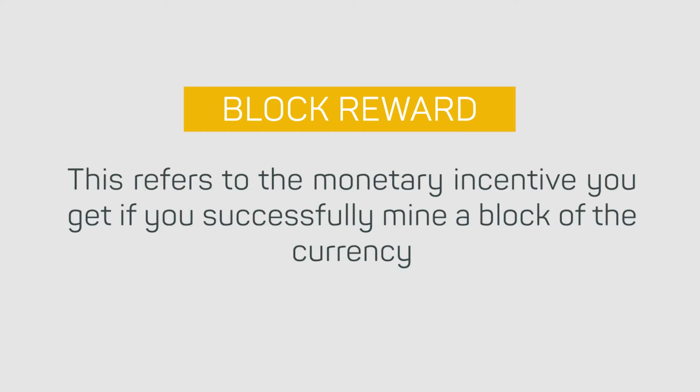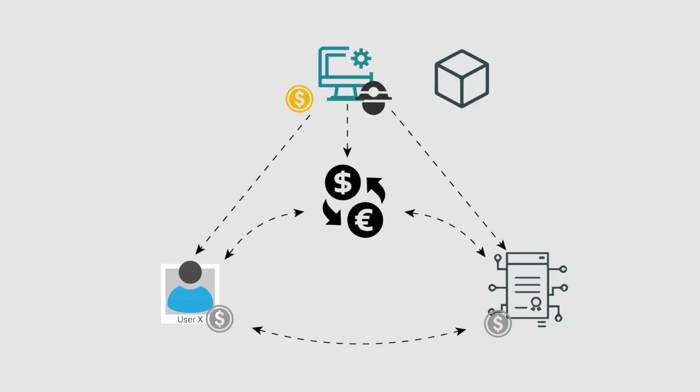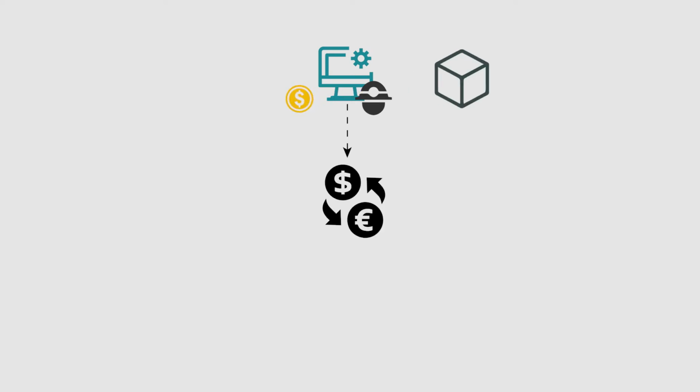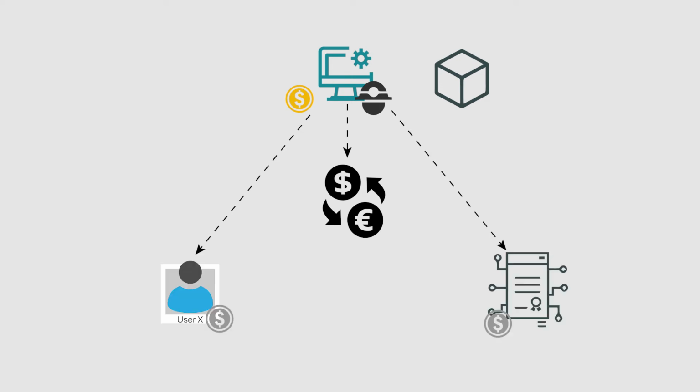Block reward. This refers to the monetary incentive you get if you successfully mine a block of a currency. And this is how cryptocurrencies are born. Every cryptocurrency in circulation was created as a block reward of some sort. So here's a typical economic cycle of a cryptocurrency. First, it is minted as a mining reward. Then the miners sell or send the cryptocurrency to an exchange or another user. Then we get to access these cryptocurrencies and pass them around. Simple, right? This is the perfect segue to what a cryptocurrency is.